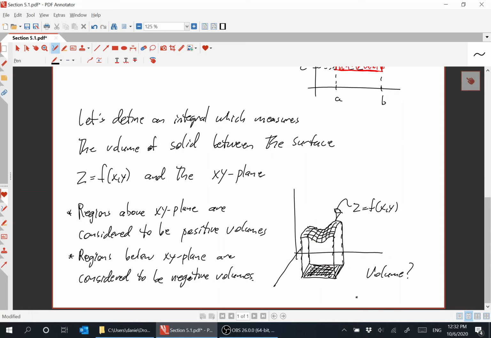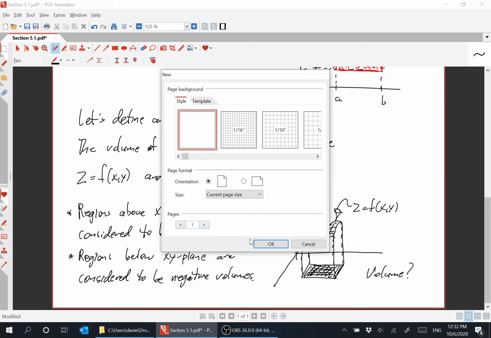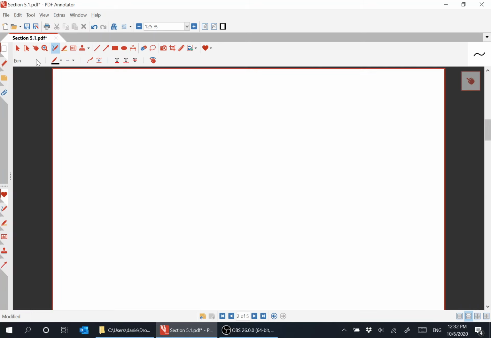Okay. So how do we estimate it? Well, we estimate in an analogous way to what we do with single variable functions. Okay, so define the double integral as follows.